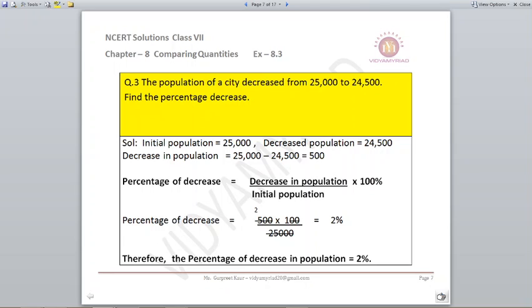It is decreasing by how much? 500. So what is the change? That is 500. So we will write 500 upon the initial population or the beginning of the population, that is 25,000, or the original population, that is 25,000, multiplied by 100 in order to calculate the percentage, that is only 2%. So the percentage decrease of the population will be 2%.